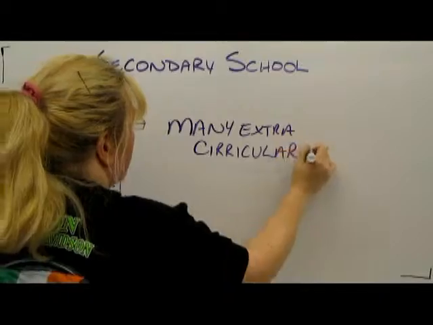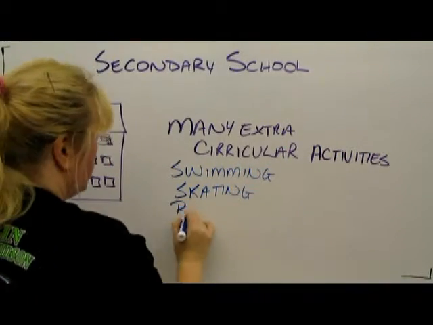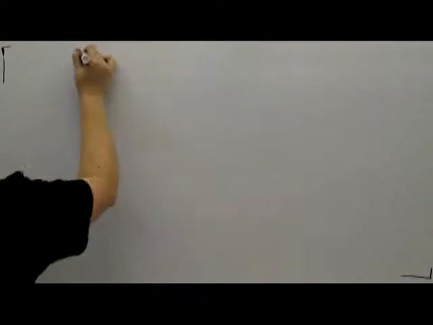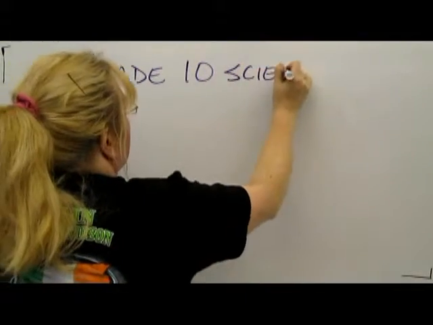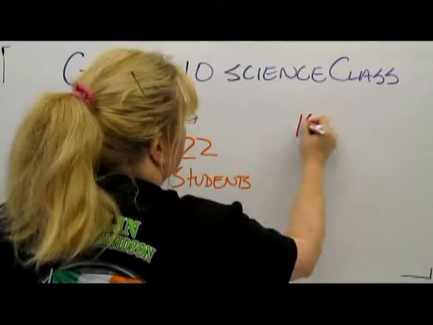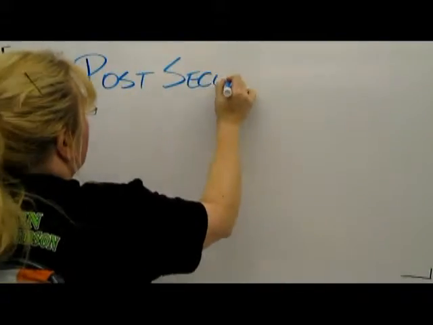It's not odd for them to have a $50 bill in their pocket. There's many extracurricular activities. So they've got stuff like swimming and skating and baseball and clubs. The big one is hockey. Huge on hockey in this community. Grade 10 science class is where we're going to go to. 22 students. 15 of them are girls. 7 of them are boys.